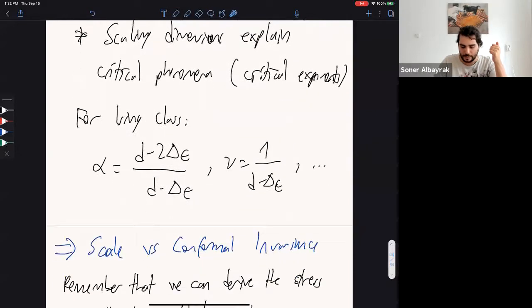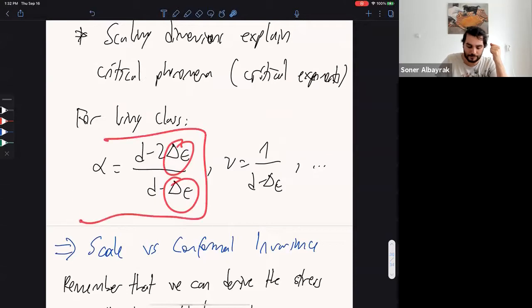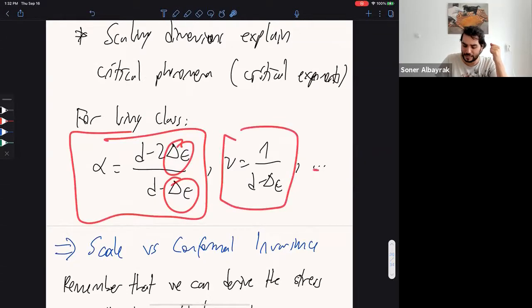For instance, in the case of the Ising model, this alpha shows how the heat capacity behaves for a fluid, for example. And if you know this delta epsilon, then you immediately know alpha. And there are many relations like this.